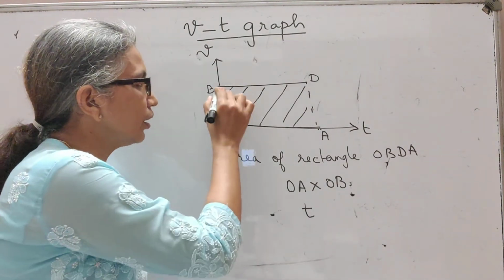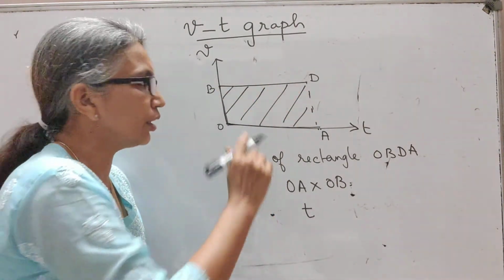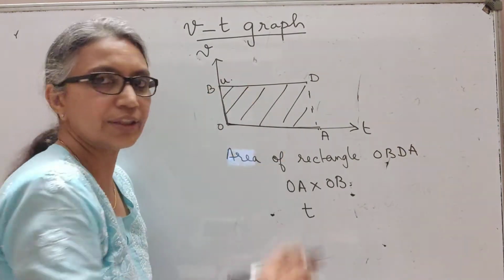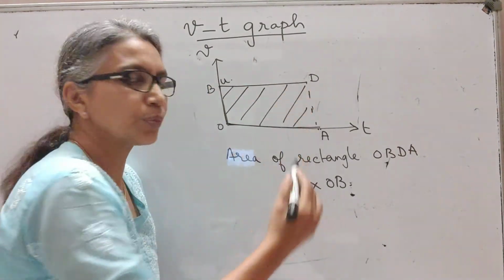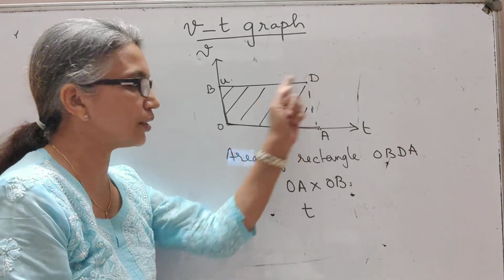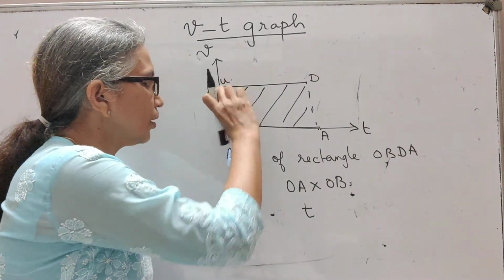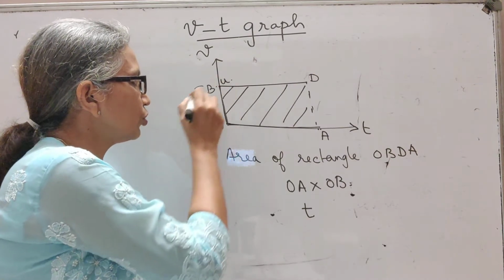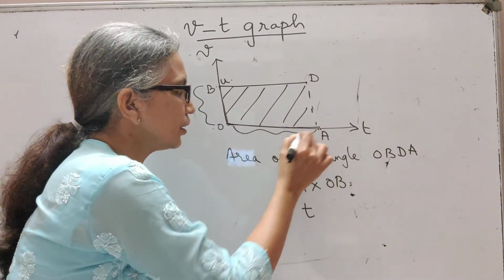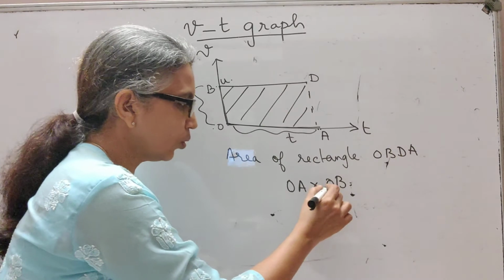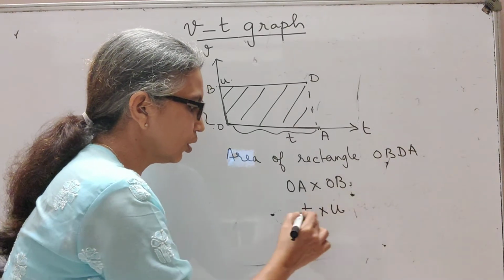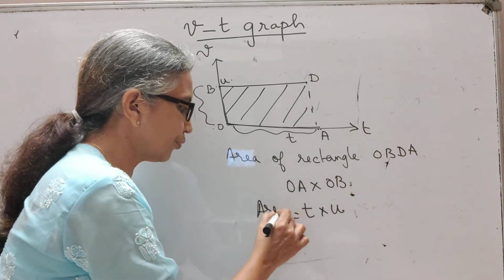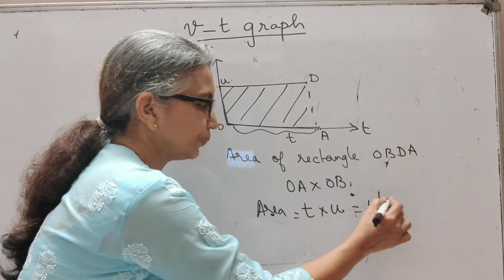So let's say it's moving with uniform velocity. Let's say its initial velocity is u. It continues with the same velocity, so throughout it has the same velocity. So what is this? From 0 to u, and this is the time t. So OB into OA gives you the area of the graph, which is ut.